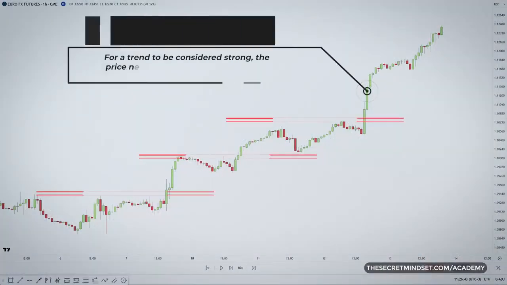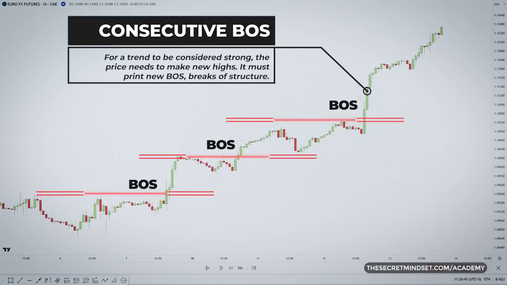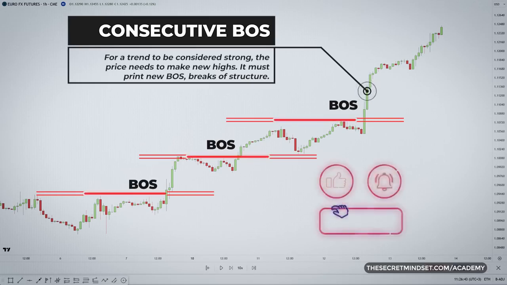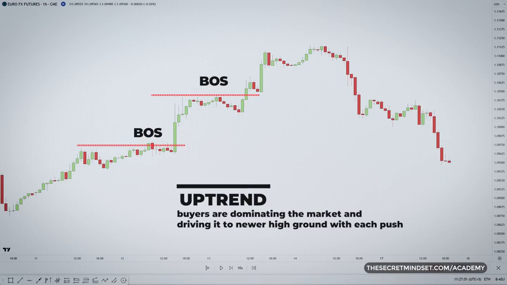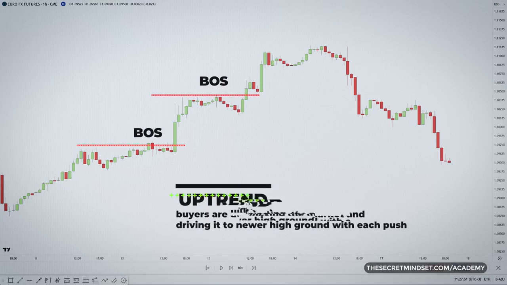For a trend to be considered strong, the price needs to make new highs and lows. It must print new BOSs, breaks of structure. So in an uptrend, each swing high has to rise above the previous swing high for the bullish move to continue. Looking at this chart, it's clear we've been seeing higher highs and higher lows consistently over time. That tells me the buyers are dominating the market and driving it to newer high ground with each push.